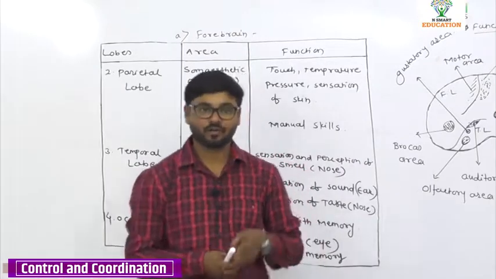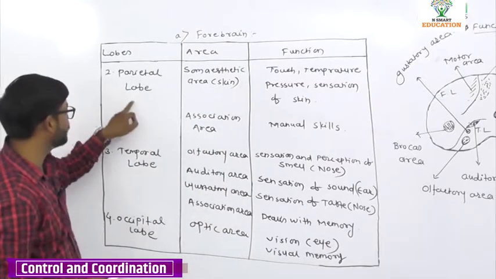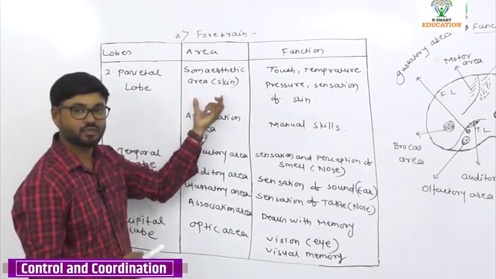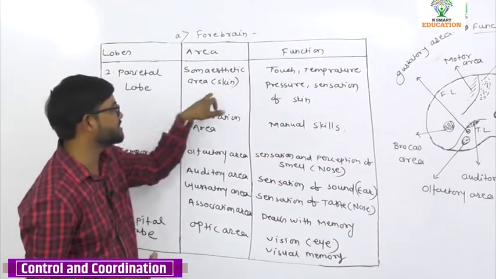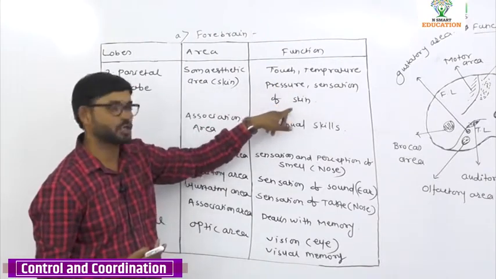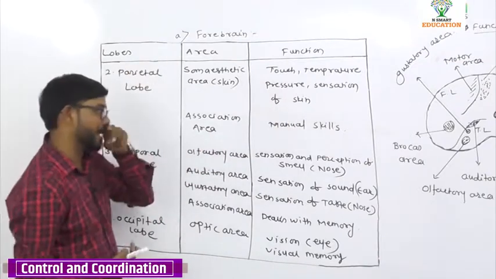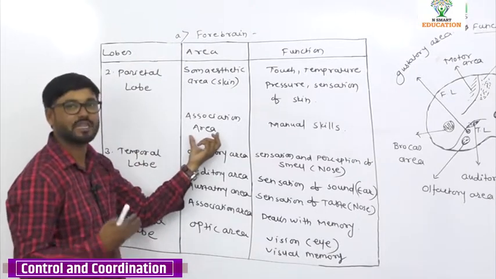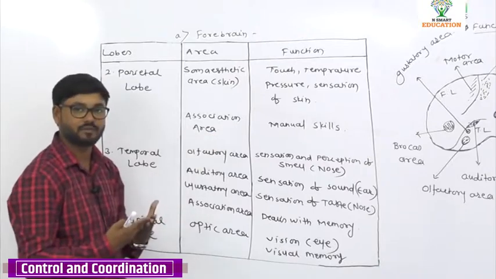Also, next are the parietal lobes. Okay, in the parietal lobes there is the somesthetic area, that means sensation of the skin. So that means touch, temperature, pressure, sensation of the skin, located particularly in the parietal lobe. Okay, then here also is the association area, which means manual skills are present. Okay, it will associate manual skills.